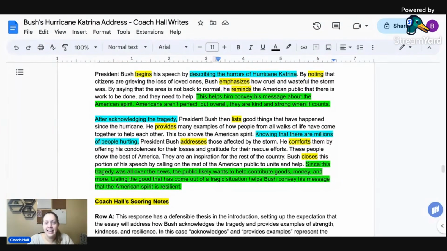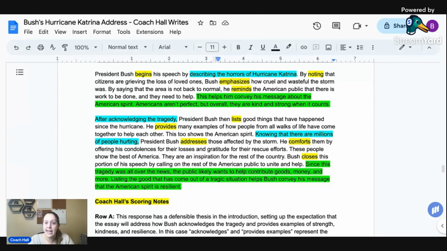I'm going to be honest, the length of this paragraph to me is a little bit of a red flag. It just seems a little bit short. So we have a topic sentence, which is good. We want to have a claim that tells the main idea of our paragraph. So it says, President Bush begins his speech by describing the horrors of Hurricane Katrina. I like the use of the word begins, and I highlighted describing the horrors of Hurricane Katrina because that links back to the thesis. So we have a topic sentence here.